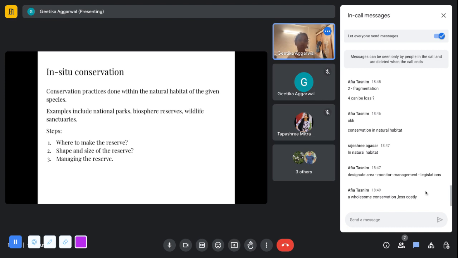Okay, it's a wholesome conservation. It's less costly. Yeah, that is correct. Anything else? Wholesome conservation, I guess you're talking in the sense of like you're protecting the entire habitat and consequently all of the species that are there in the habitat, right? Yeah. Anything else?